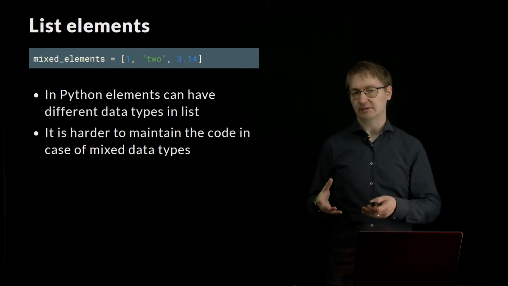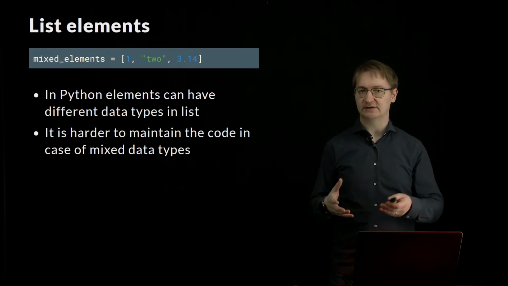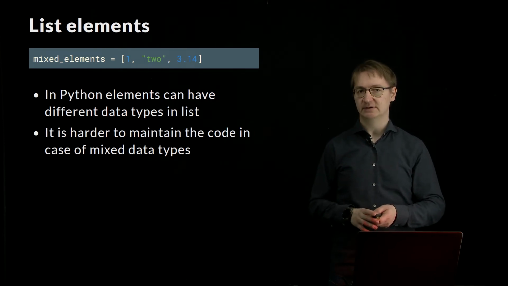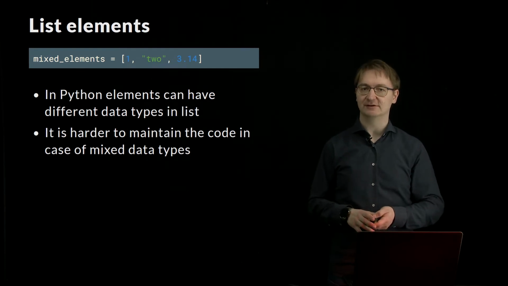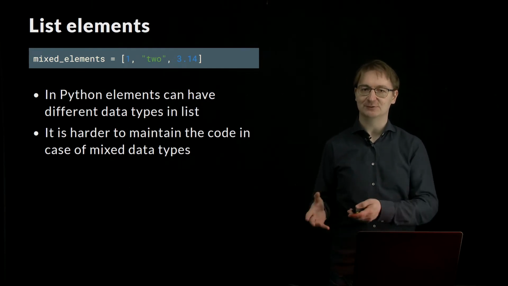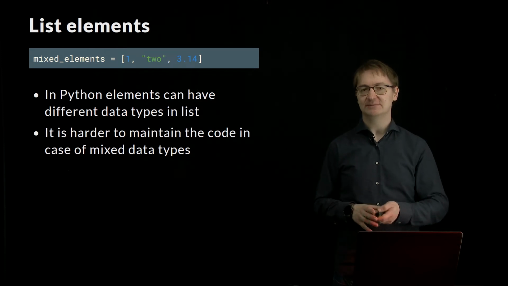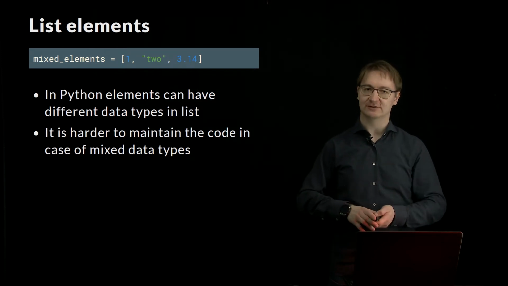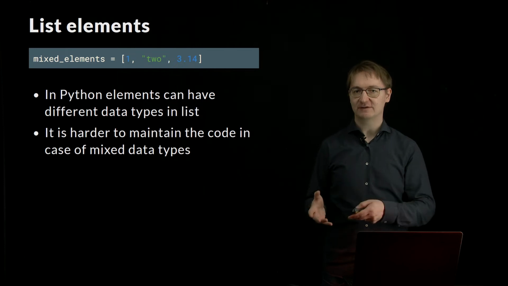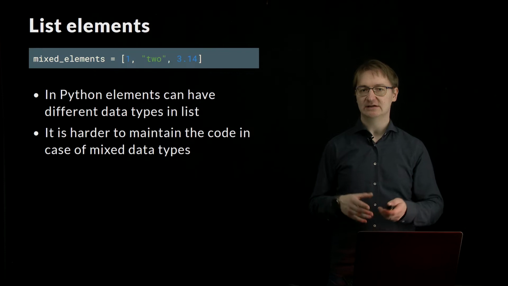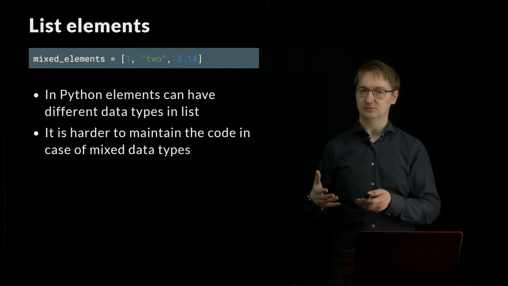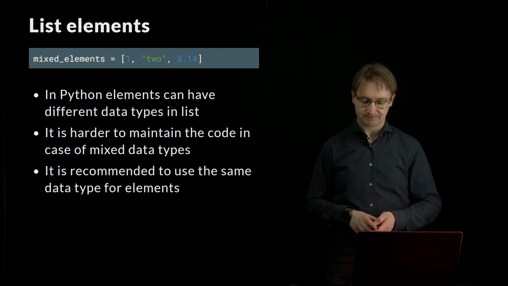In some programming languages, you cannot have different data types inside one list. It can be an inconvenience for some people, but actually it should make your code easier to maintain. So in Python, although you can have different data types inside one list, it is preferred to use only the same type inside one list.